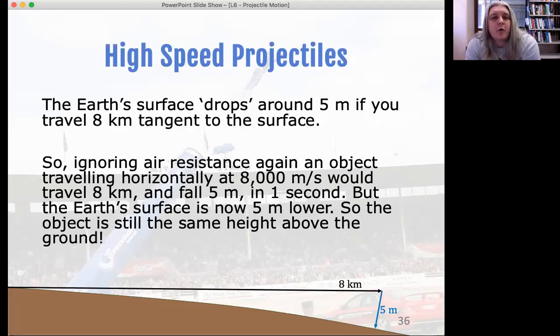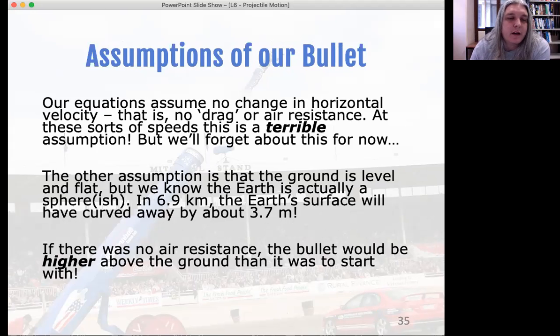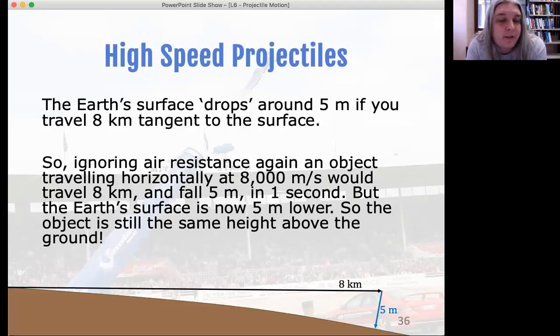In fact, the Earth's surface drops around 5 meters for every 8 kilometers. So if you were traveling at 8,000 meters per second, you'll notice that's slower than our bullet. Our bullet was 12,500. So if you're traveling at just 8,000 meters per second, then every 1 second, you would travel 8 kilometers. But we also saw that in 1 second, you fall about 5 meters. So every second, you would travel 8 kilometers, fall about 5 meters, and then all of a sudden, you're still the same height above the ground. Right? So you'd be falling towards the Earth at the same rate as the Earth is moving away from you. So you would never actually reach the ground if you could travel at 8,000 meters a second consistently.